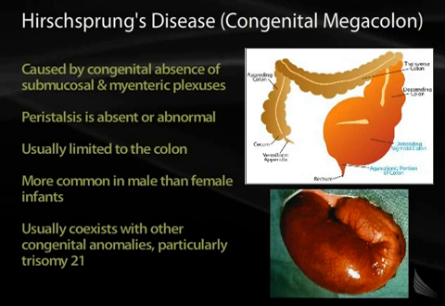Hirschsprung's disease, or congenital megacolon, is caused by the congenital absence of submucosal and myenteric plexuses. In the component on GI motility, we discussed the importance of submucosal and myenteric plexuses in the GI tract for peristalsis to take place. Therefore, peristalsis is absent in this condition or is severely abnormal. Hirschsprung's is usually limited to the colon and is more common in male than female infants. It may often coexist with other congenital abnormalities such as trisomy 21.